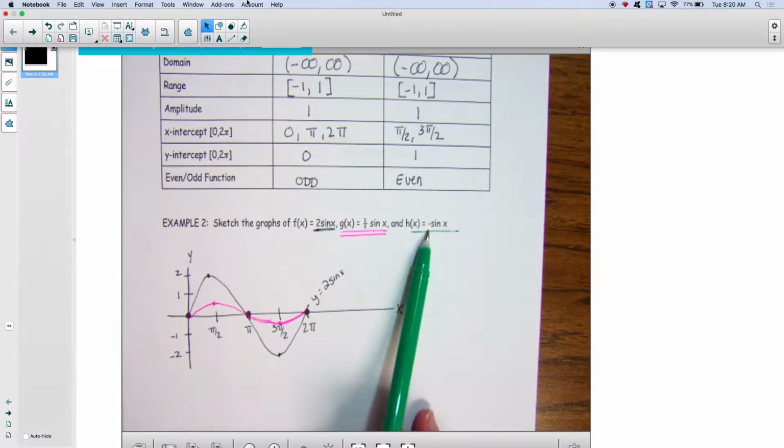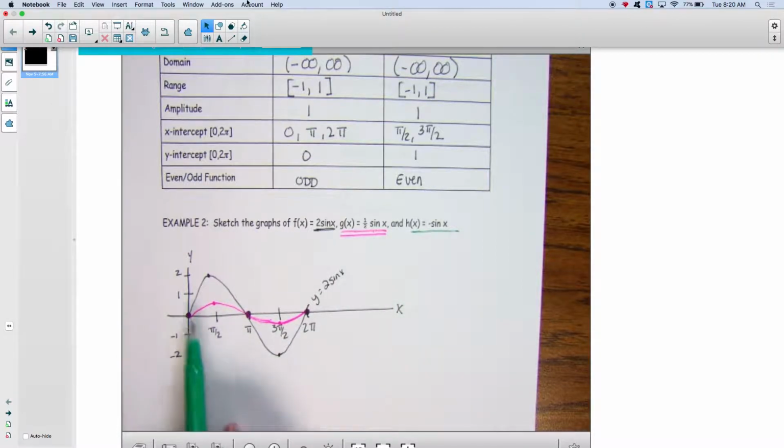Then the negative just causes the original function to what? Flip. So instead of going up to 1, we're going to go down to -1.